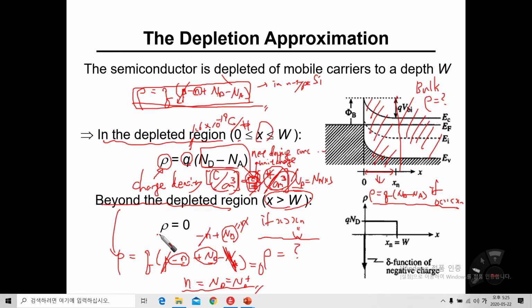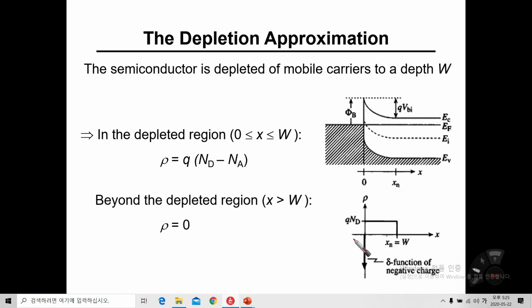As written here, in bulk n-type silicon material, the charge density is zero. In other words, it is neutral. Again, it is neutral. In other words, the charge density is zero. Okay, so we got two equations depending on the x in the MS diode. Now let's draw the charge density plot.